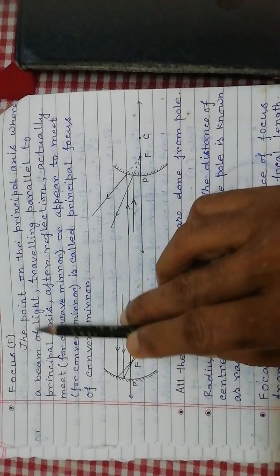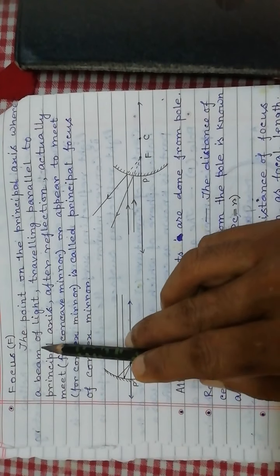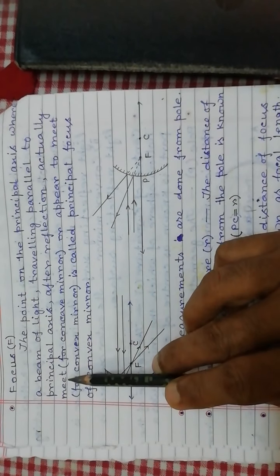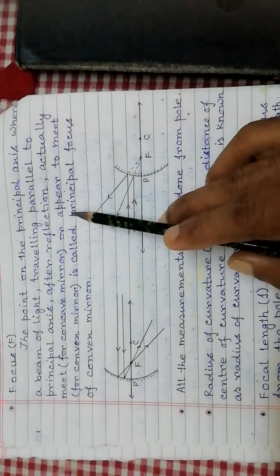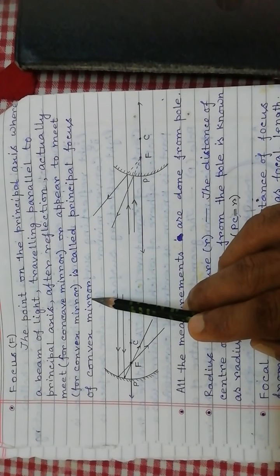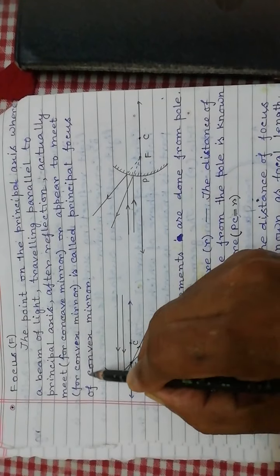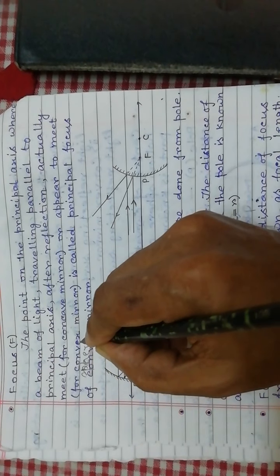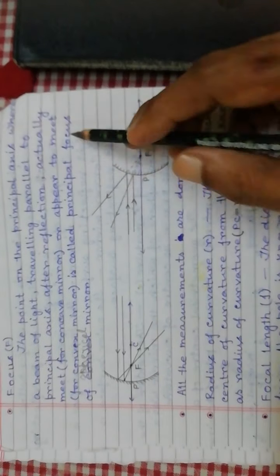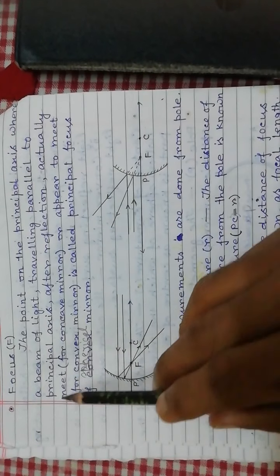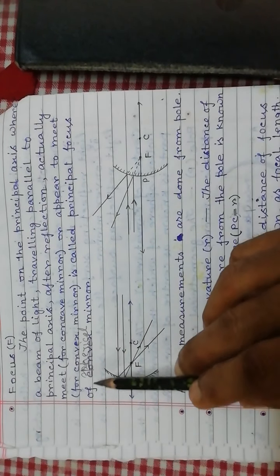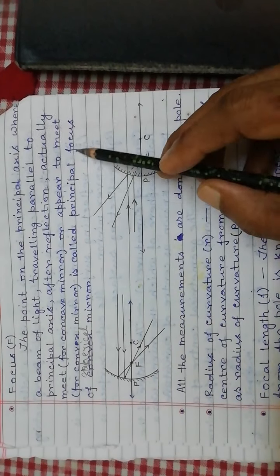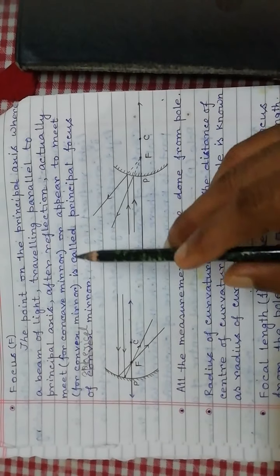So the definition is: the point on the principal axis where a beam of light traveling parallel to the principal axis, after reflection, actually meets or appears to meet, is called the focus of the convex and concave mirror. It will not be convex mirror, it will be spherical mirror. If you take only actually meet, then it is called the focus of the concave mirror. If you take appear to meet, then it is the focus of the convex mirror. So two definitions are mixed here.